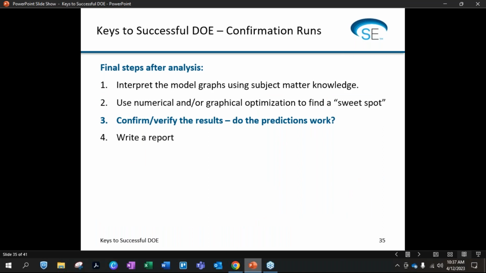So after we analyze the data and create the polynomial model, we are going to interpret the model graphs using subject matter knowledge. Then we may use numerical or graphical optimization to find a sweet spot, narrow down the area to the region that you're really interested in. The final step of any experiment is to confirm or verify the results. Do these predictions work? You can't just publish your results without having done confirmation runs.